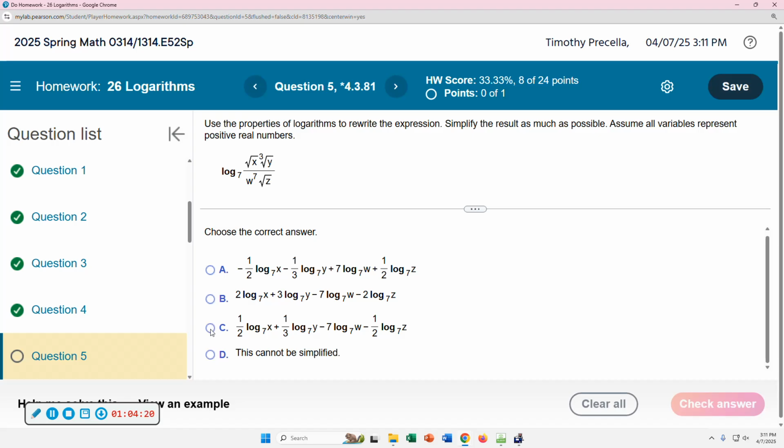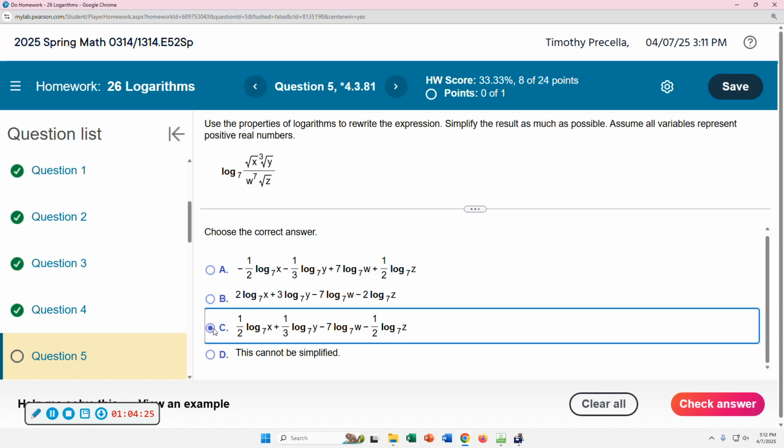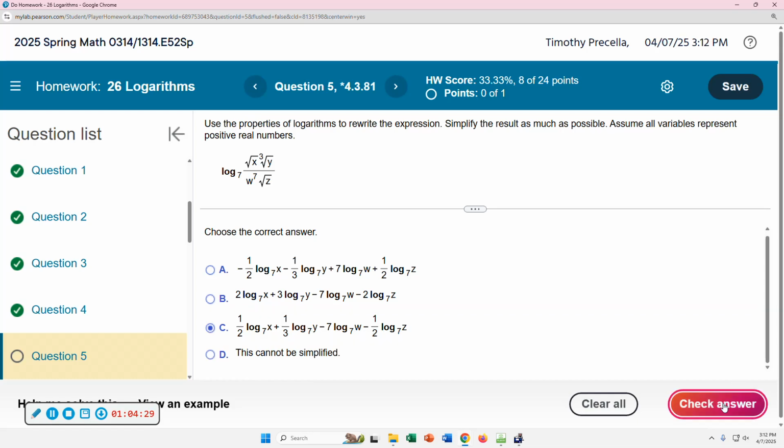Is it A, B, C, or D? Which one? It's sure not D. It has to be C. That's the only one that has a minus 1/2 log base 7 of w. So. Check.